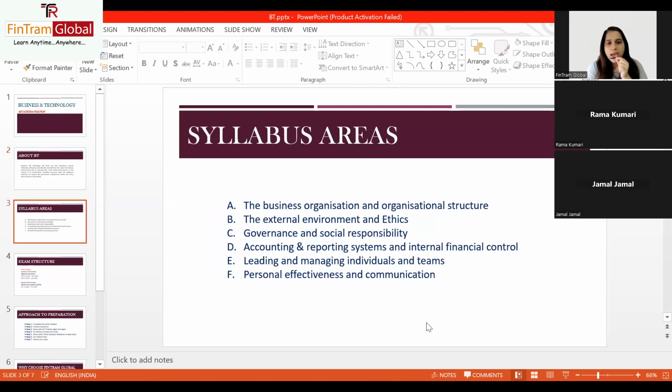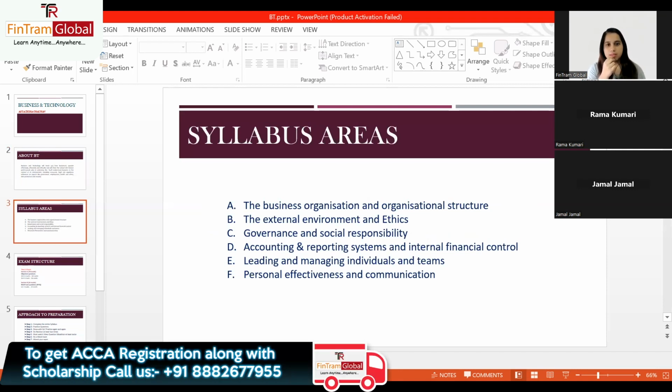So now let's look at the syllabus areas. These are the syllabus areas for the exam business and technology. We are going to be going through each one of them in detail. So let me know if you can see the other screen which I have just shared now. Is this screen visible? Business and technology syllabus. Yes, ma'am. Syllabus areas. Yeah.